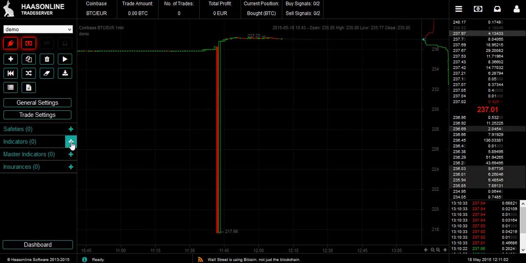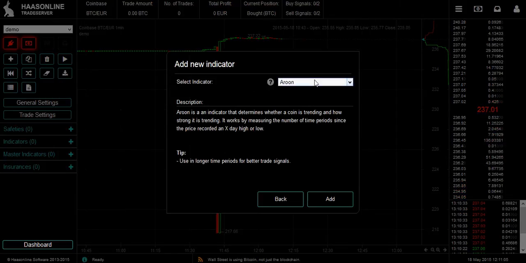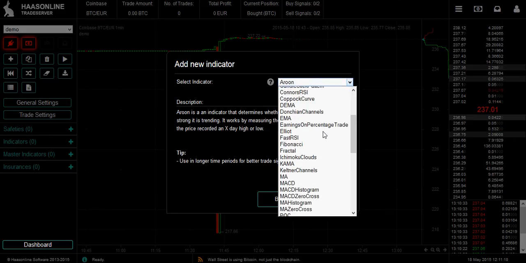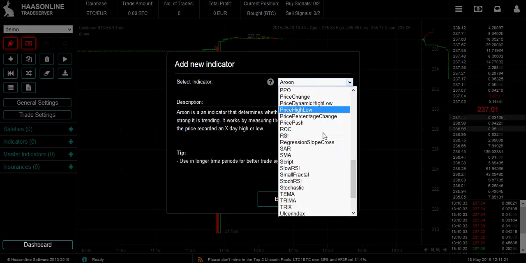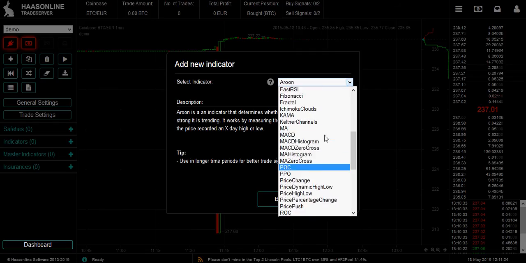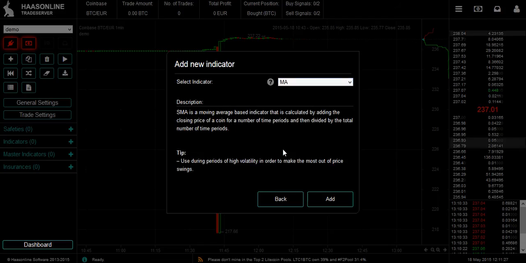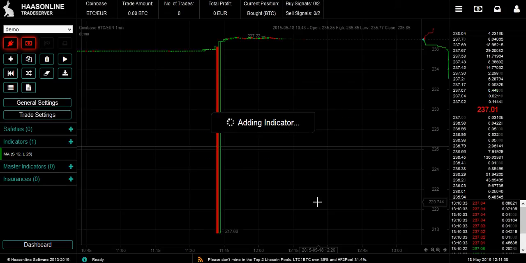So indicators are going to produce the buy and sell signals, and we've got several indicators. There are some indicators that are more like oscillators. There are some that are based on averages, moving averages, etc. So there are a lot of different ways to produce buy or sell signals. So let's maybe use something that you might be familiar with. For example, we've got here a moving average. It's pretty simple, and let's add that.